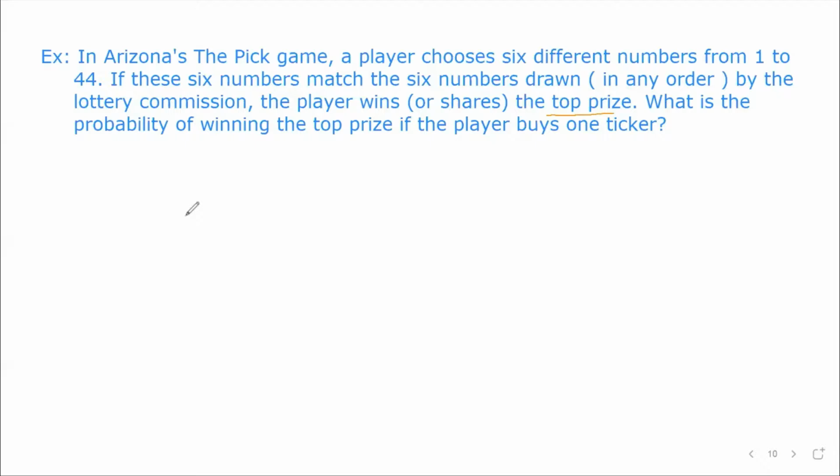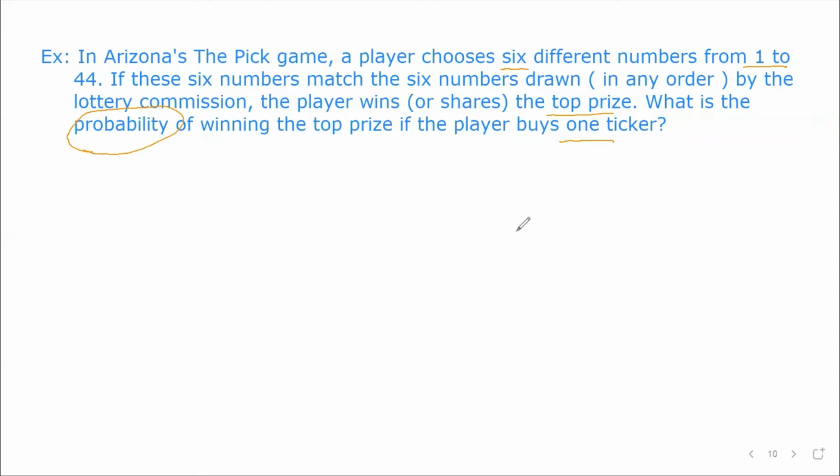Buying only 1 ticket, very few chance, right? The question says in the lottery games, like when you buy a lottery, they have 6 different numbers. And how many numbers are there? From 1 to 44. Okay, these 6 numbers match the 6 numbers drawn. So when they draw, if you get the 6 numbers the same, you get the first prize. But I think it's really hard if you buy only 1 ticket. So they want to find the probability of this. If you buy 1 ticket, the real chance may be 1 in how many million, correct?